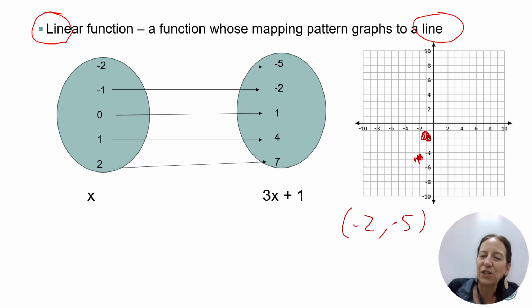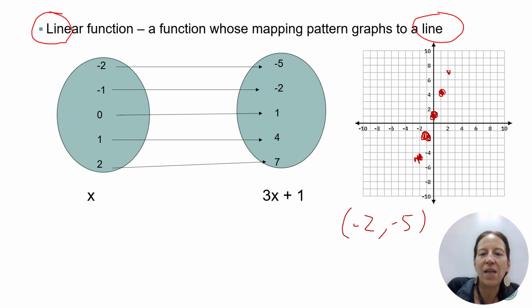Now, this is where it gets easier, and I do want you to pay attention to this. If it's a 0, here's our pattern. 3 times 0 is 0, and 0 plus 1 is 1. And so 0 maps to 1. So that'll put us right there. Okay, 1 times 3 is 3, and 3 plus 1 is 4. So here we go. And the last one, 2 times 3 is 6, and 6 plus 1 is 7. And so that puts us up here.